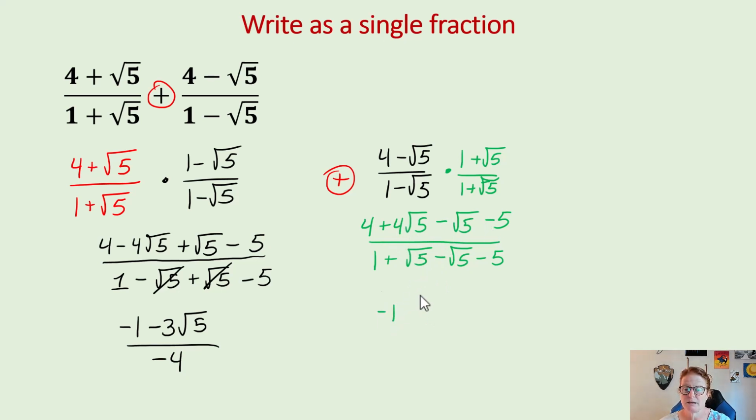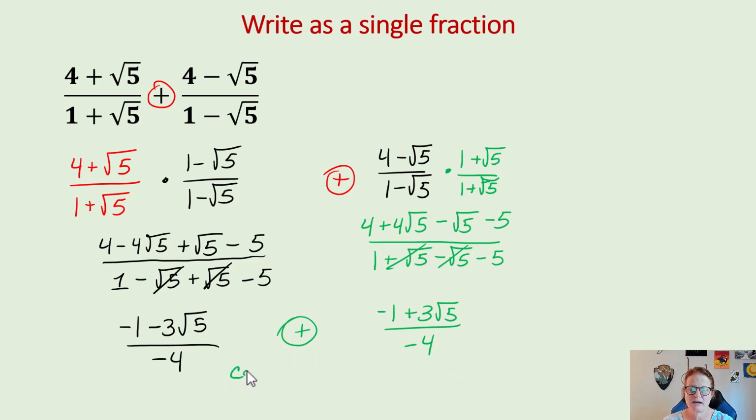And then in this case I get positive 3 square root of 5. Right? Plus 4 minus 1 divided by 1. These will cancel, right? They're opposite. Plus square root of 5 minus square root of 5 is 0. 1 minus 5 is negative 4. Now these are still adding.